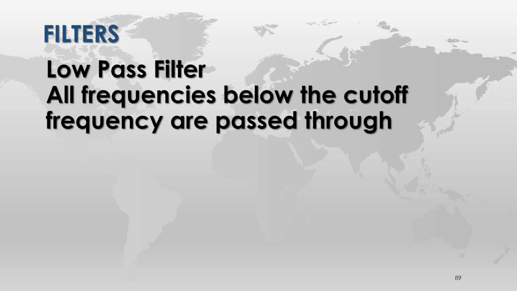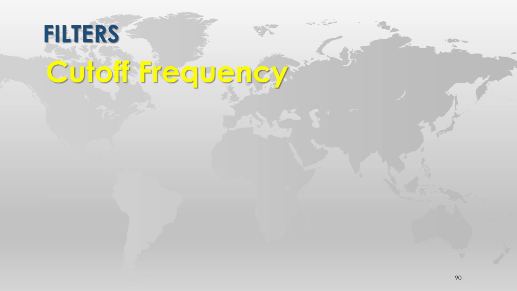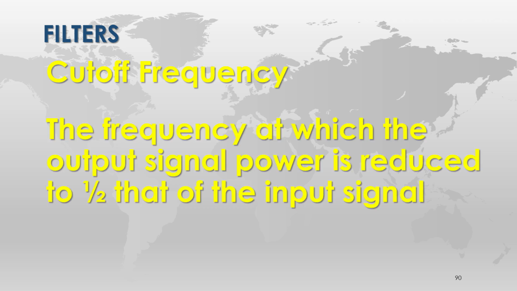A low pass filter. All frequencies below the cutoff frequency are passed through. So anything lower is passed. What do you think a high pass filter is? Anything higher. All frequencies above the cutoff frequency are passed. Cutoff frequency is on the test. It's the frequency at which the output signal power is reduced to 1/2 that of the input signal. 1/2 the power is the cutoff frequency. And that's a filter.